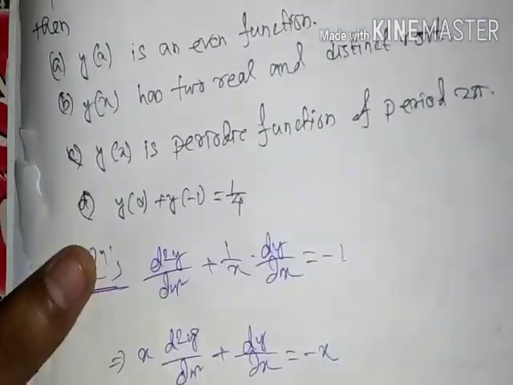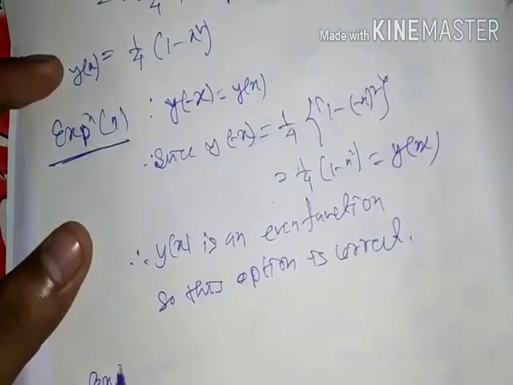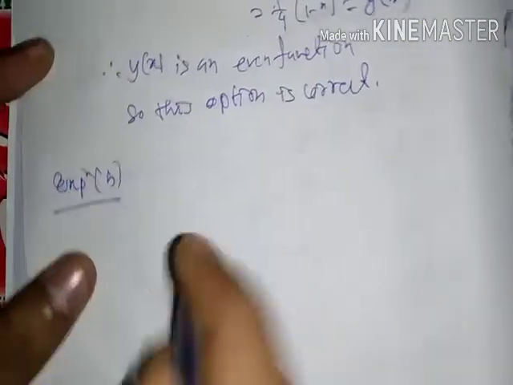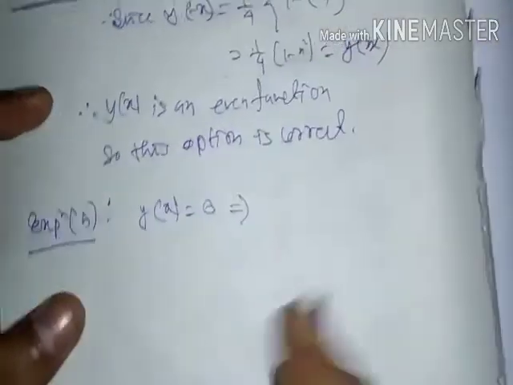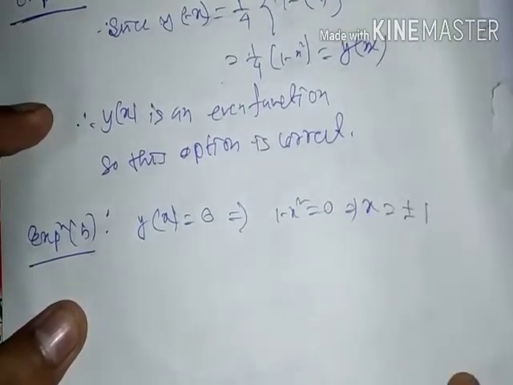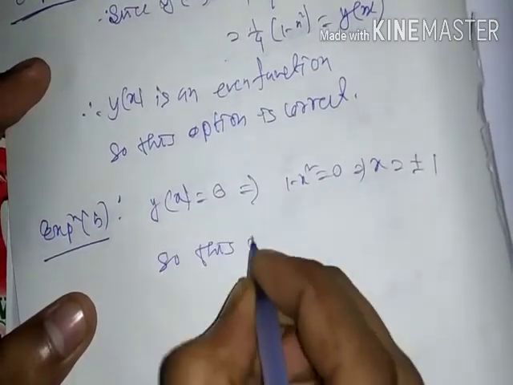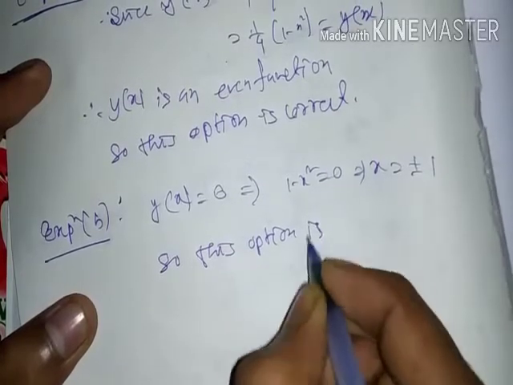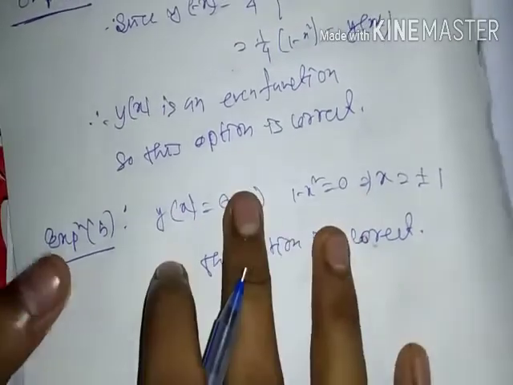Next we see the next option. y(x) has two real and distinct roots. Explanation of option B. y(x) equal to 0 gives 1 minus x square equal to 0, x equal to plus minus 1. So this option is correct.